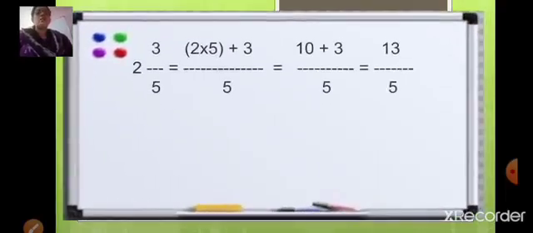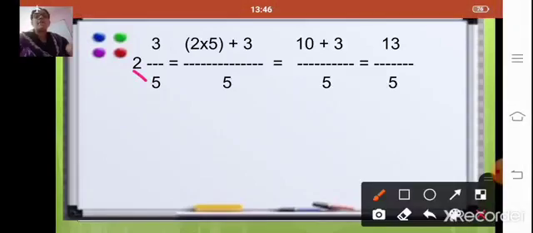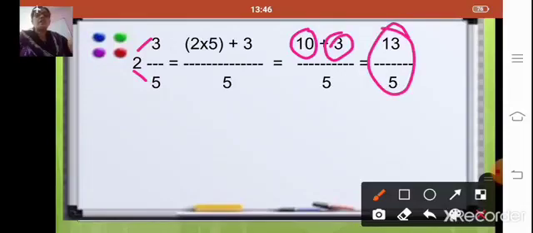The first mixed fraction is 2 3 upon 5. When we convert it into an improper fraction, that is 2 multiplied by 5 plus 3 upon 5. So 2 fives are 10, plus 3 upon 5. So 10 plus 3 is 13 upon 5. This is how we converted the first mixed fraction into an improper fraction. Now coming to the second one.